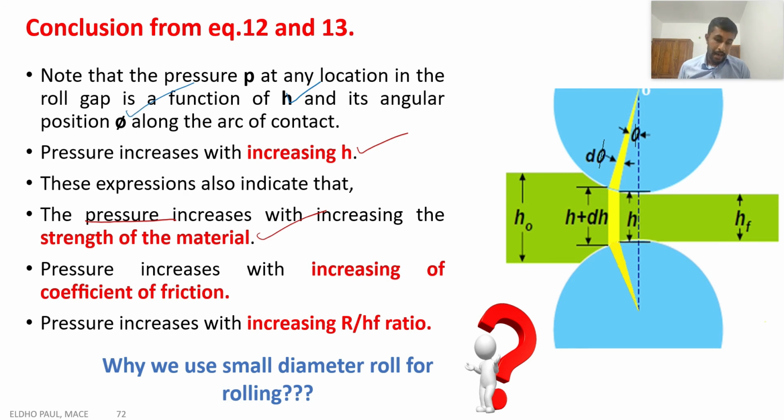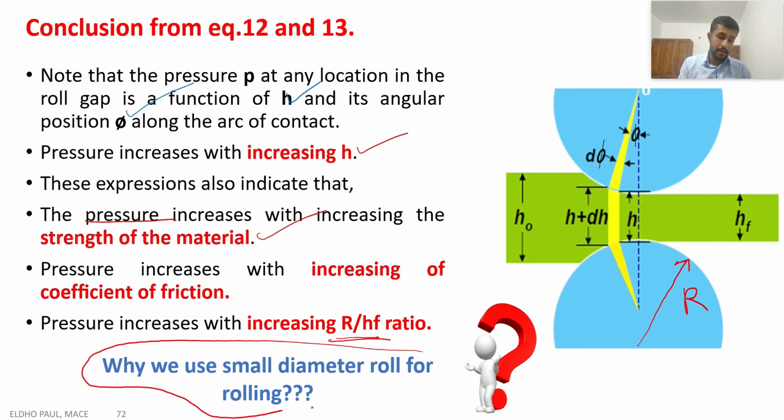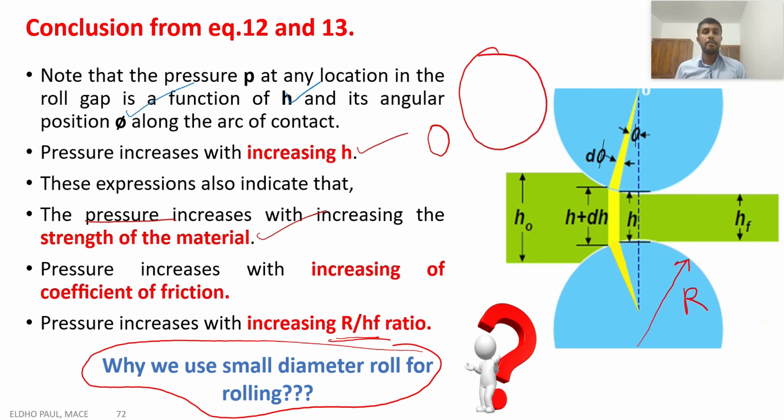Another important factor is the R by hf value. What is R? R is the radius of the roller. So it's an important question. We already discussed this. We will use a small diameter roll for rolling operation. If we have a choice of selecting a smaller roller and a higher diameter roller, which one do you choose? Here, the small diameter roller is the better one for rolling operation.